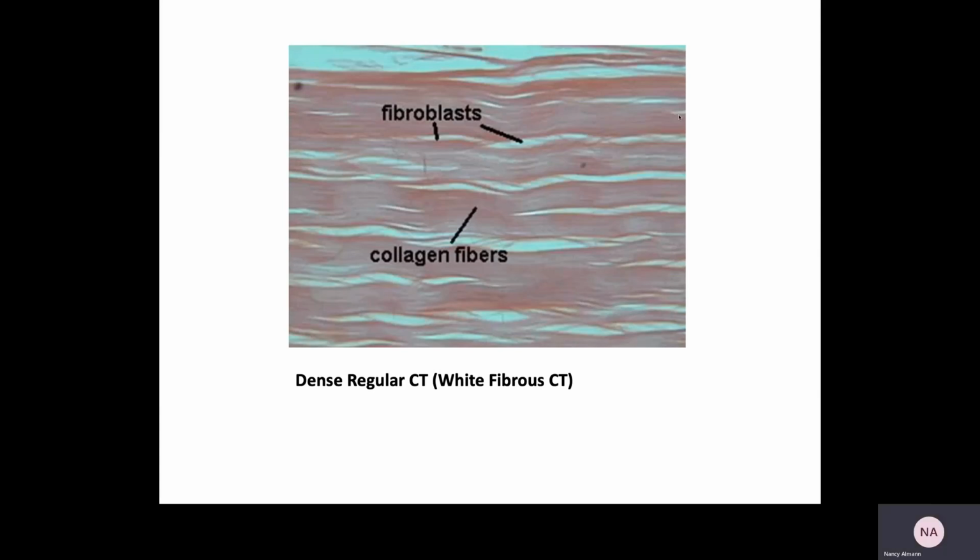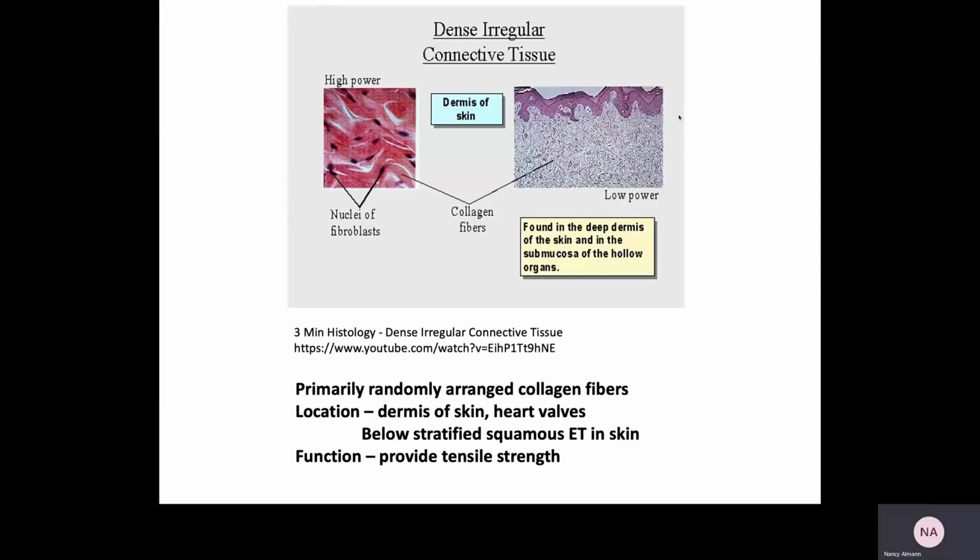on appearance. Dense irregular connective tissue will also have a lot of collagen fibers in it. Again, remember the tensile strength. However, the fibers are going to be randomly arranged. So where do you find this? You're going to find this in the integument system, in the dermis of the skin. So it'll be deep to stratified squamous epithelium when you're talking about the skin. It also makes up the heart valves. And again, its function is to provide a lot of tensile strength.